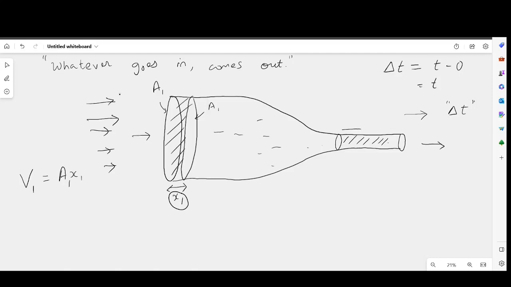And let us assume this length is x2. We don't know what this is. And let us assume that throughout x2 the area of cross section is the same. Now what is the volume that comes out? The volume can be written as A2 x2.